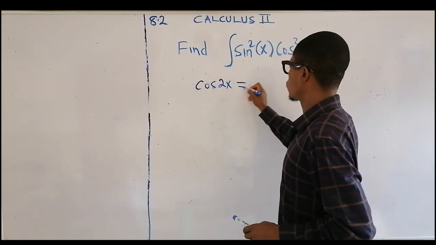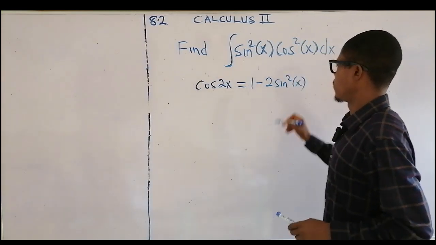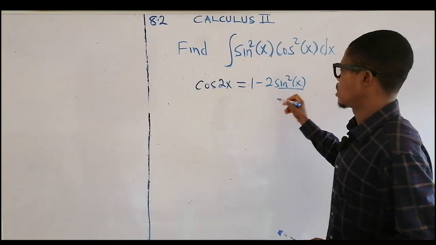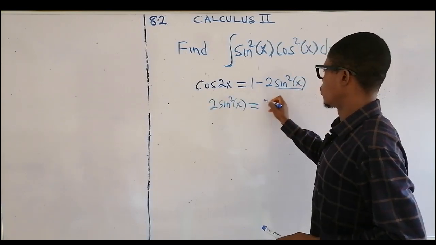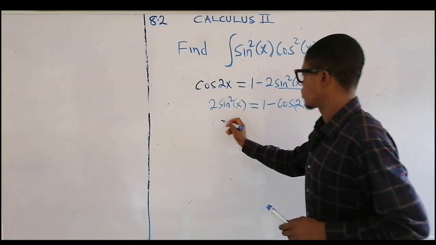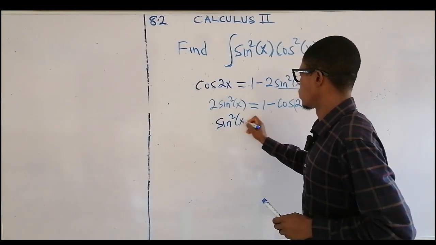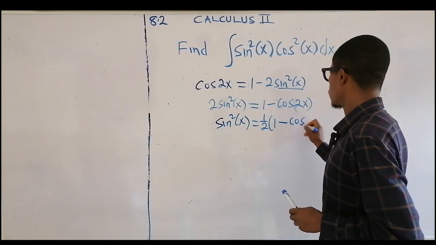cos 2x is equal to 1 minus 2 sin²x. From there we can make this the subject, and that will be 2 sin²x equal to 1 minus cos 2x. So with that, sin²x is 1 over 2 of this expression.